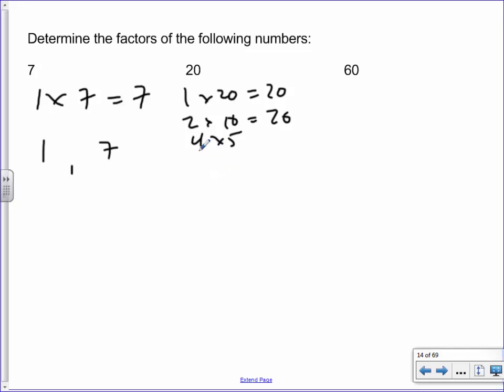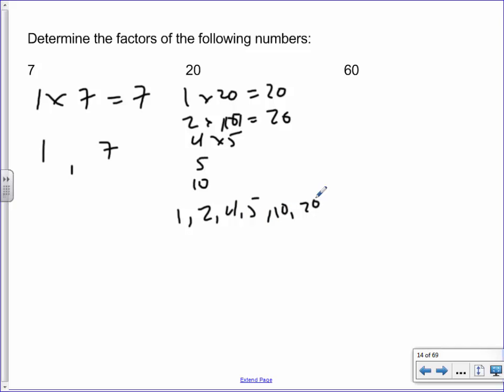Because once you get to the point where the pair of numbers you're finding are right next to each other, there's no point in going any further. If I try the next number, 5, no, I've already got 5 on this list. So if I try 6 or 7 or 8 or 9 or 10, well, why try 10? 10's already sitting up there, right? So our factors are 1, 2, 4 and 5, 10 and 20.